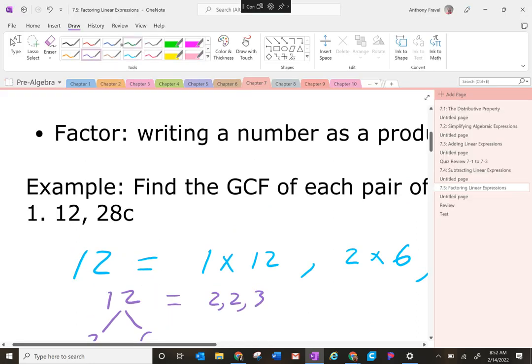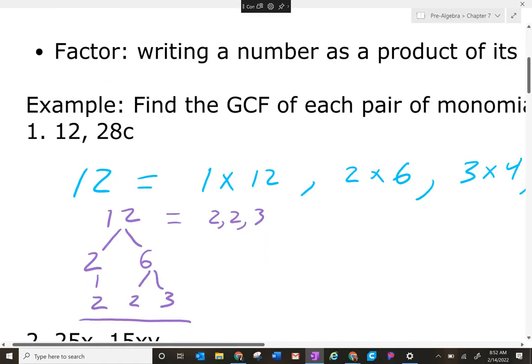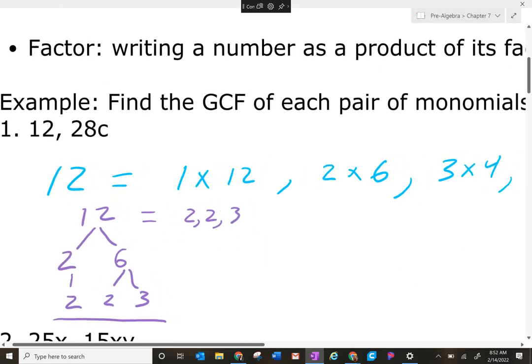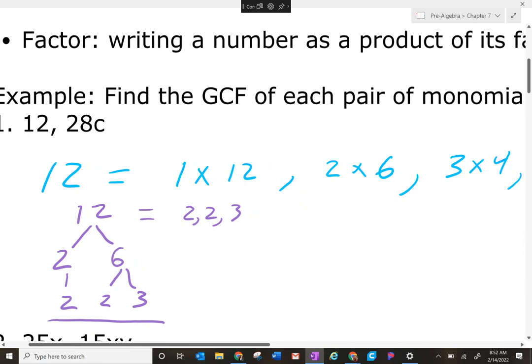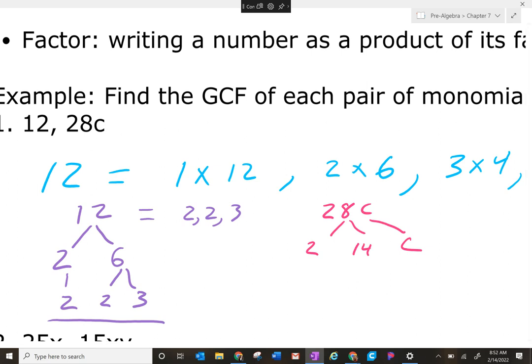Let me get another color. And I'm going to do the same thing with this 28C. So I've got 28, and I've got a C. I'm going to start breaking this stuff apart. 28 can get broken down into a 2, a 14. I'm going to give it one extra branch over here because I've got a letter. This C. The letter C is part of this, so I can't forget about it.